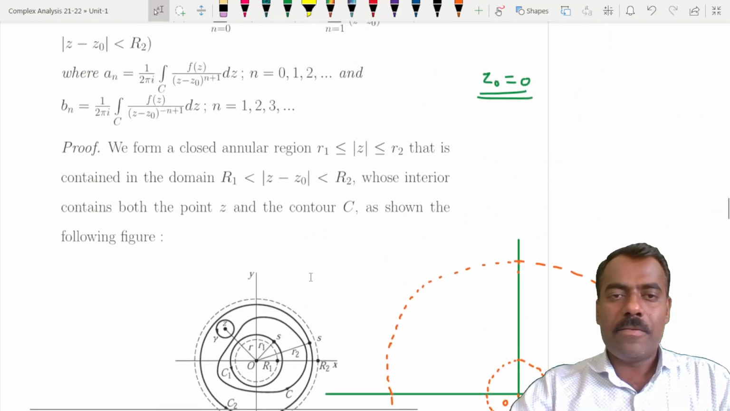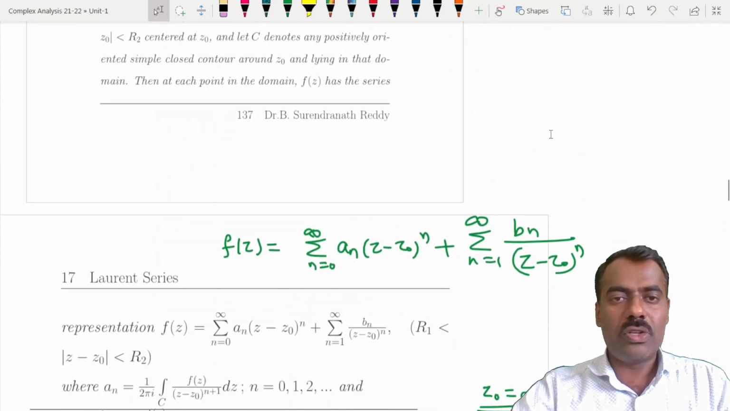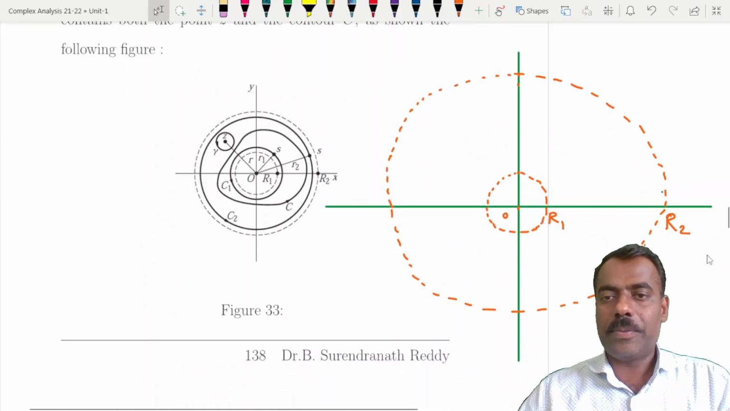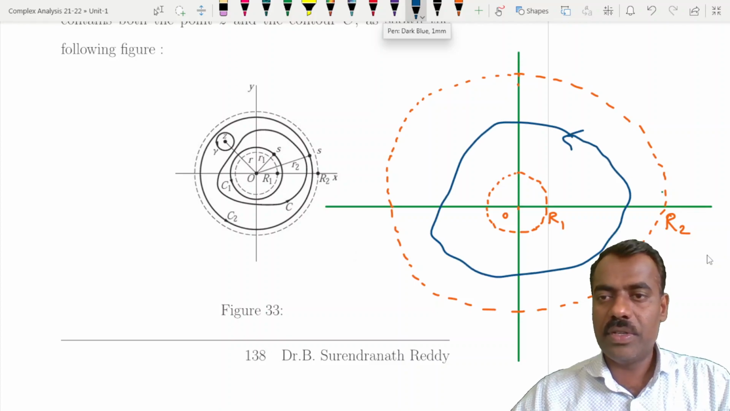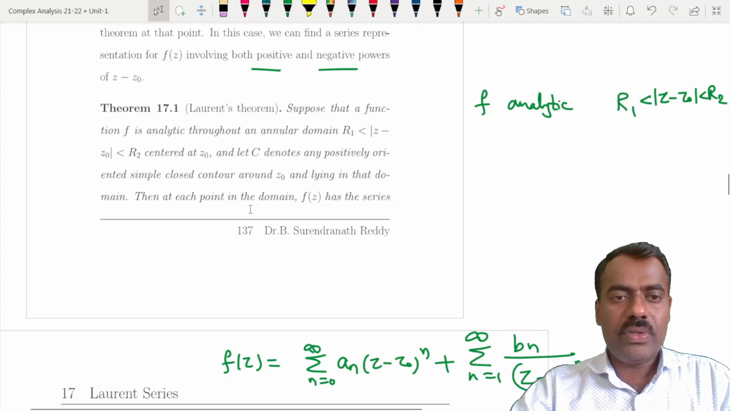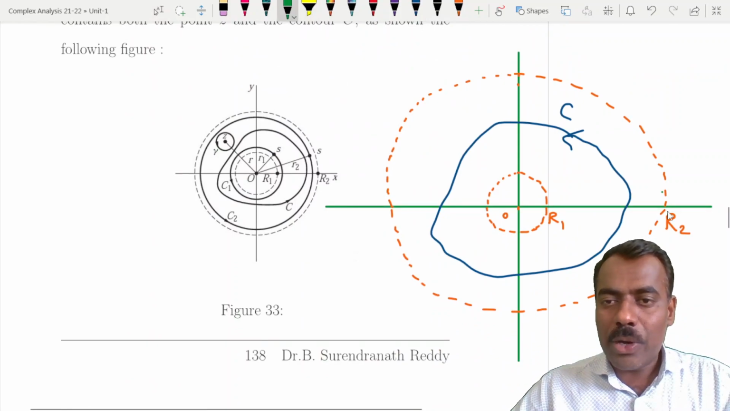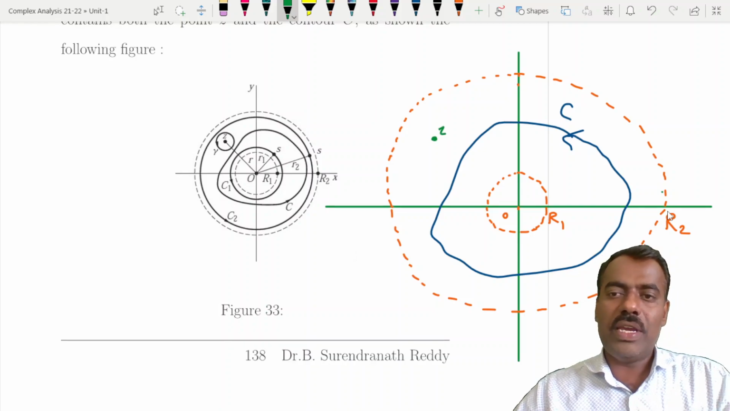Now what we have is some C, which denotes any positively oriented simple closed contour around z naught. That means around 0, lying in that domain. So let me draw that with another color. This is our C. R1, R2, and C are given. Now take any z, any point in that domain. Let's take this point here. You can take that point here, here, anywhere. It may be outside C or inside C, but it should be in between R1 and R2. So let's take this z here. This is our point z. As I said, you can take z here also, and still you can work.